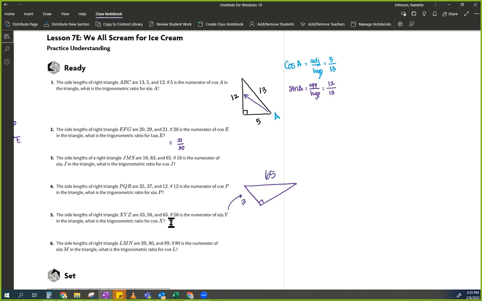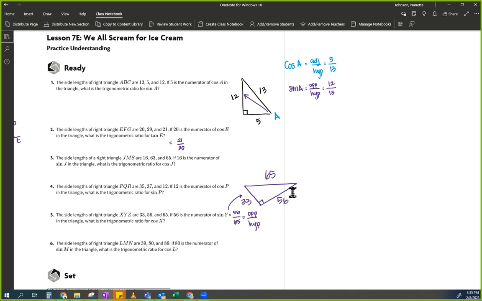And then it says, if 56 is the numerator for sine of y, so I'm going to write 56 is the numerator. And obviously that would mean 65 is the denominator, right? If this is the numerator, and you know that sine is opposite over hypotenuse, that means 56 is the opposite of y.